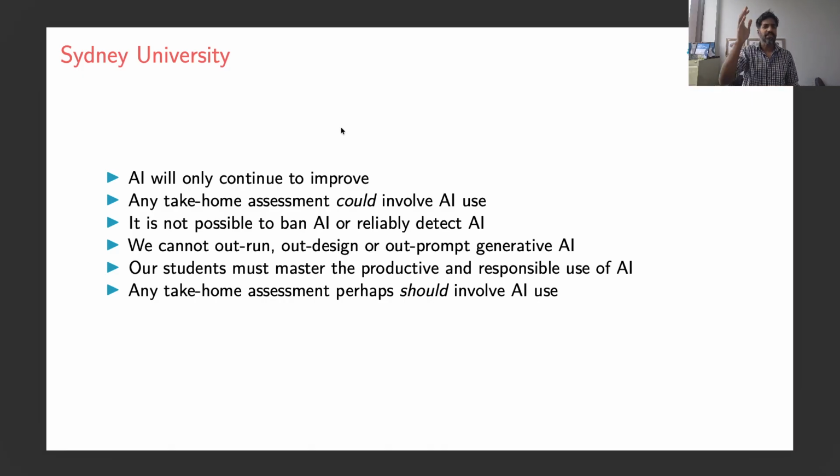So I have to start with Sydney University because, as I said, they've been leaders in this space with their suggestion of the two-lane model very early in the piece when AI came into play. Their foundational premise is that AI will only continue to improve. Any take-home assessment could involve AI use. It's not possible to ban AI or reliably detect AI. So we cannot outrun or outdesign or outprompt generative AI. Our students must master the productive and responsible use of AI. So any take-home assessment perhaps should involve AI use.